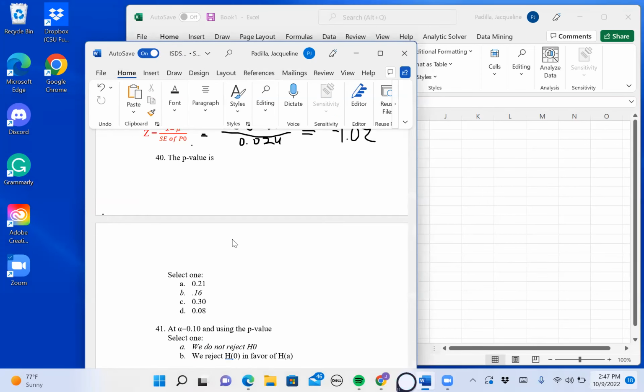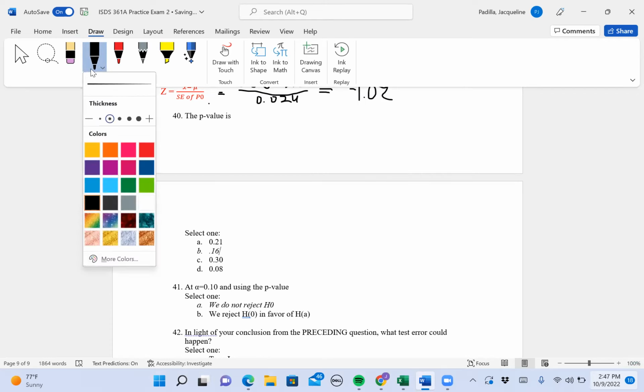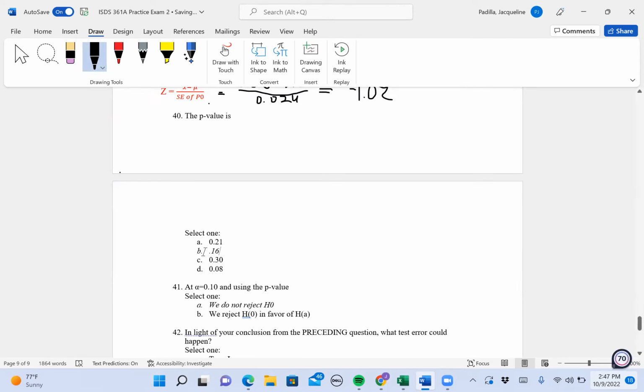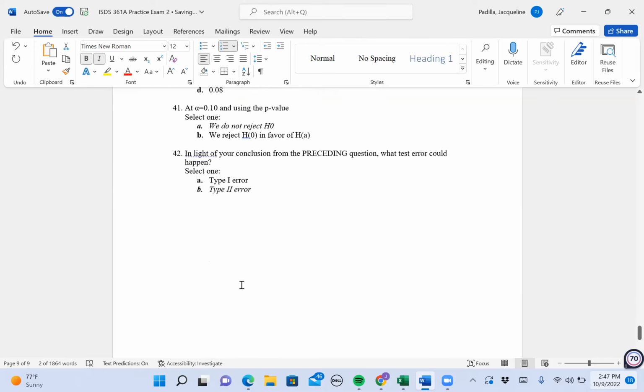So the answer to that value would be, in this case, B. Right, it would be this letter, sorry. Okay, so that would be 0.16.